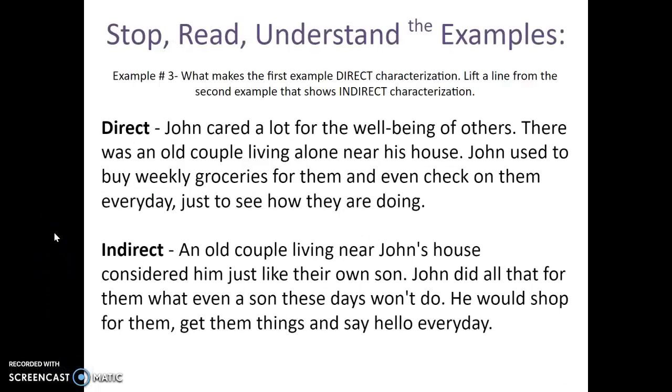So let's look at these two examples, and I want you to think about exactly what makes the first example direct characterization. How do you know it's direct characterization? Tell me in your own words. Now, let's look at the second example, and I want you to lift one part of either a full sentence or a part of a sentence from that second example that shows you that it's indirect characterization. Just a hint: think about the STEELE method of characterization. Do you see any elements of the STEELE method? If you do, that's how it's indirect characterization, because STEELE is only for indirect characterization.